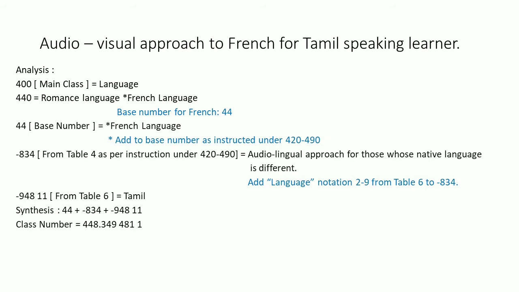Under the French language you will get an instruction. I have written the instruction in a different ink. The instruction is base number for French 44. That is, if we have to use the French language, the base number will be 44. That's why I have written 44 in square bracket, base number equal to French language, because this book is about the French language.